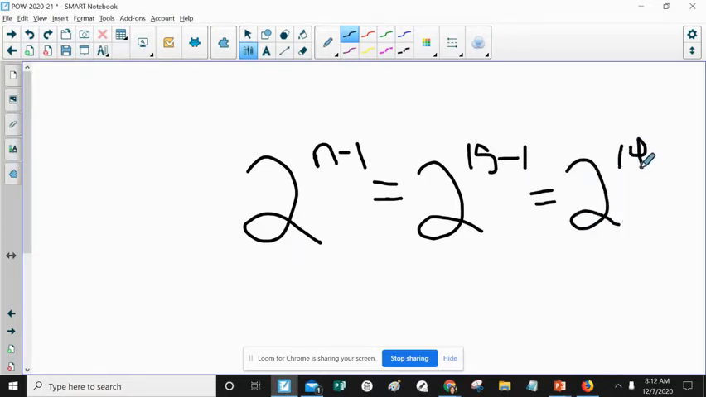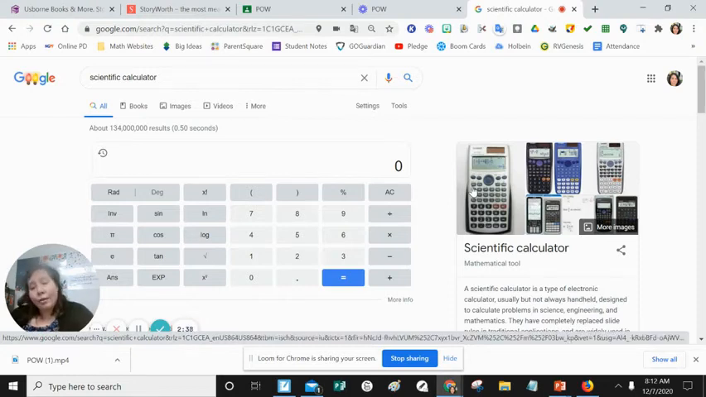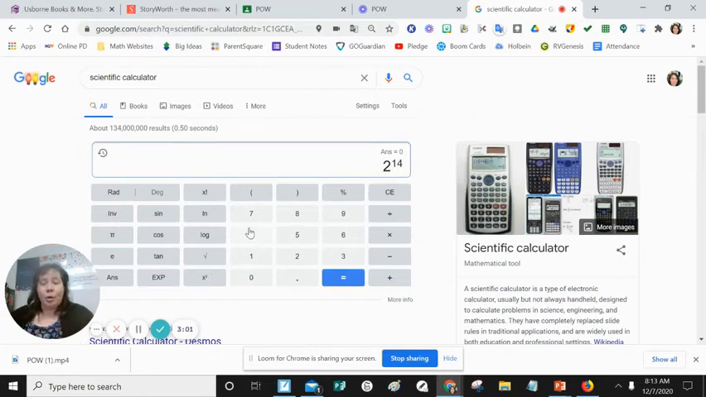Well, we can write this string out, 2 times 2 times 2, etc., until I get 14 2's, or I can hop over to my scientific calculator, and I can use my scientific calculator to do the work for me. With your calculator, you're going to see a little button, x to the y power, and this basically is your exponent button. To use this button, you're going to type in your base. Our base is 2. Then you're going to hit the exponent button, and I want 14 as my exponent, because on the 15th day, my exponent is 15 minus 1, or 14.